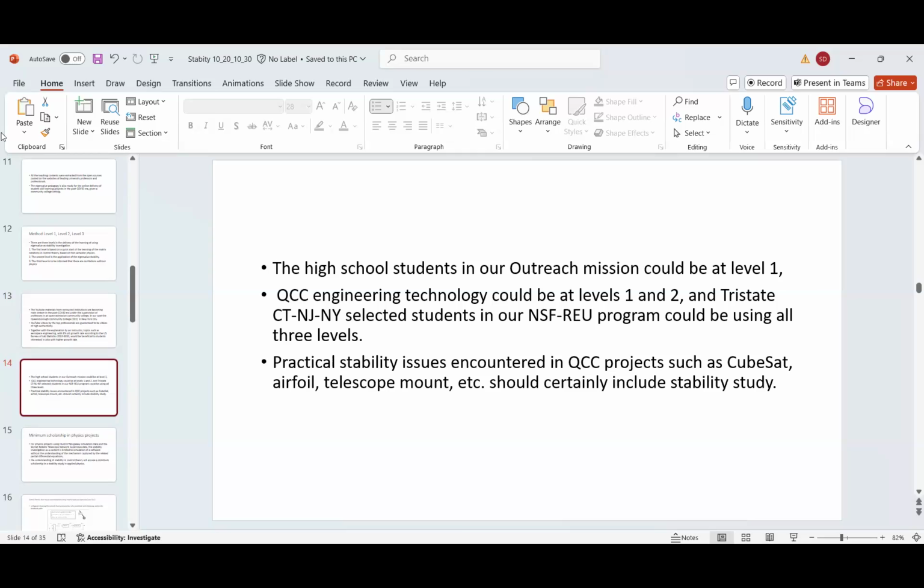The high school students in our outreach mission could be at level 1. QCC engineering technology could be at levels 1 and 2. New York, New Jersey, Connecticut tri-state selected students in our NSF REU program could use all 3 levels. Practical stability issues encountered in QCC projects such as CubeSat, airfoil, and telescope mount could certainly include stability study.